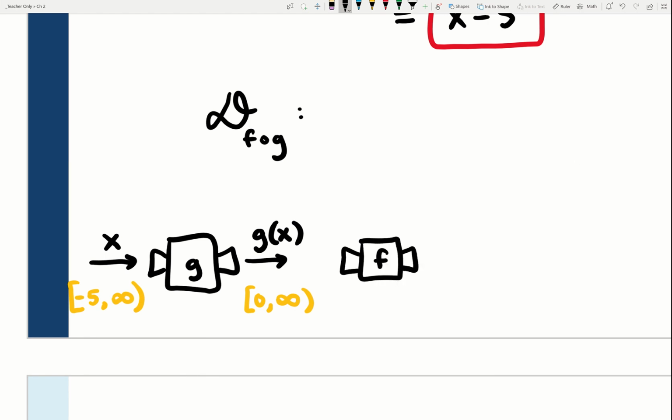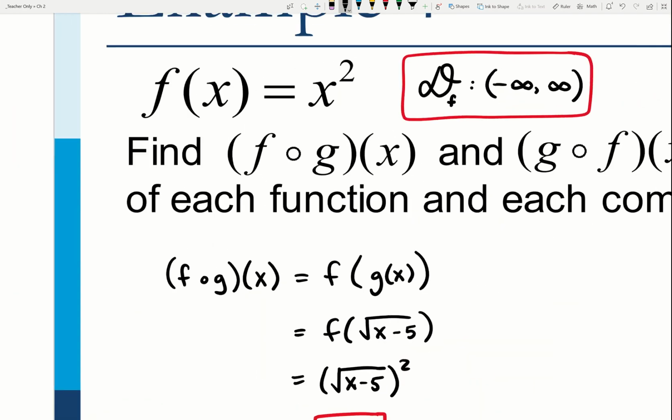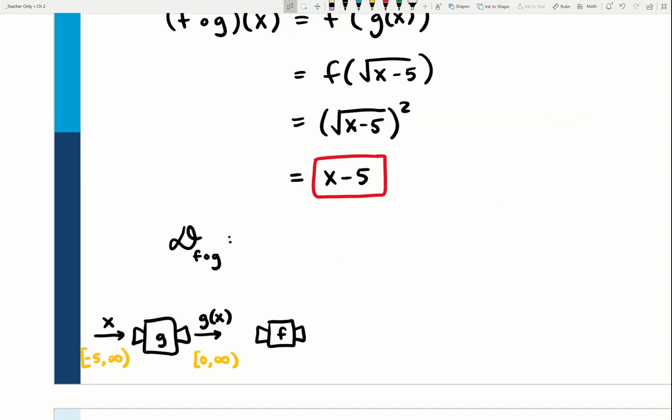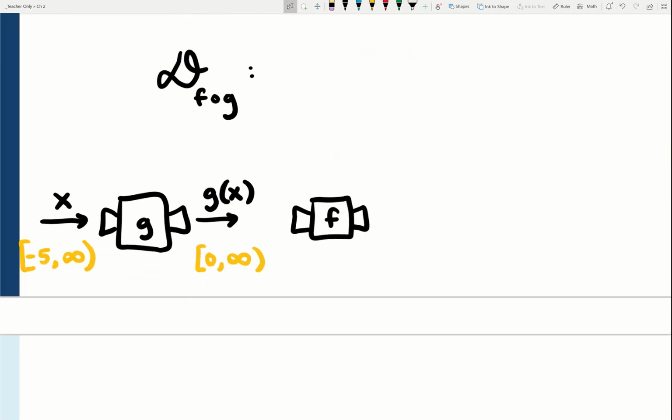Okay, and the only question now becomes, is that something that we're allowed to give the f machine? Well, yes, it is, because before we said that the domain of the f machine is just simply all real numbers. It's just the machine that squares whatever you give it. And so we have the green light. We can go and plug this in and get the output, and that would be f of g of x.